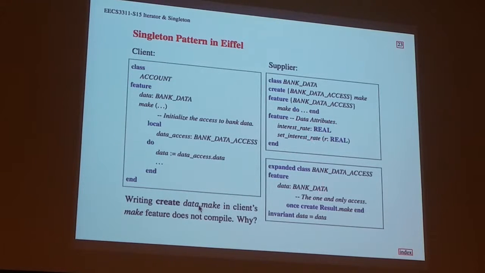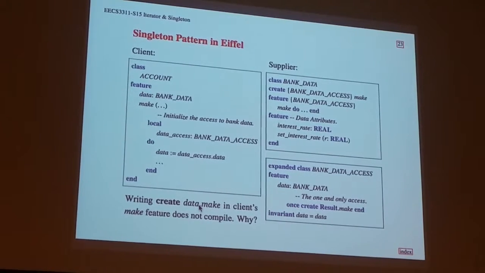The first trick is to use a once routine in the access class, so you can only create the bank data once. You can see there's an invariant here saying that if you try to call data twice, it's going to give you the same object. That's why it's a singleton. The equal sign here is a reference comparison, so if I call data twice in a row, I get the same object rather than two objects. Without this once, if you simply say do here, then this invariant will be violated.